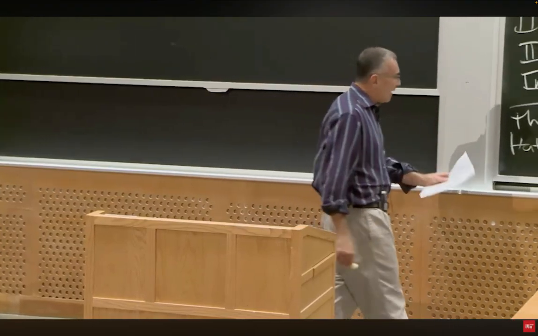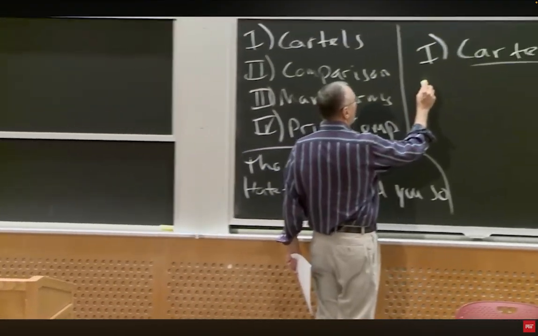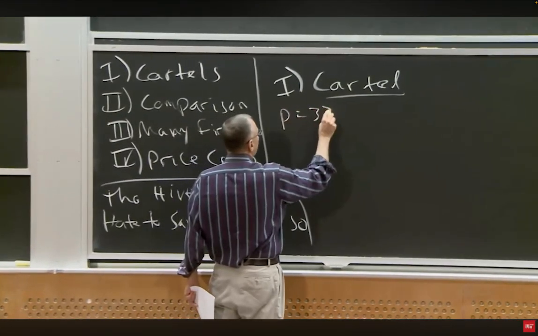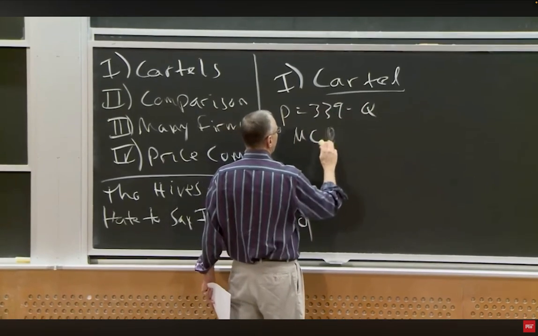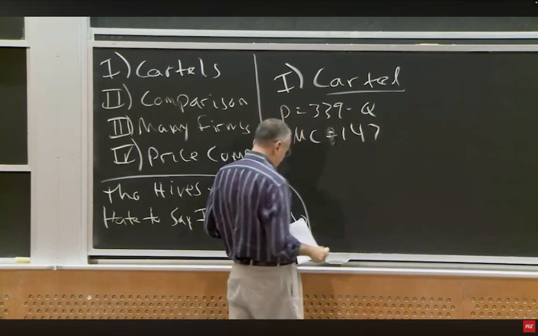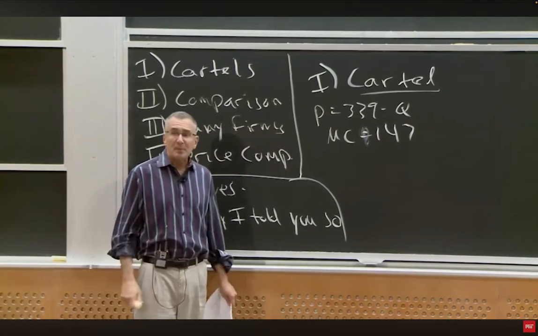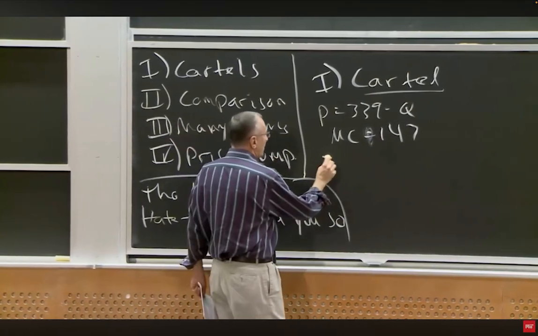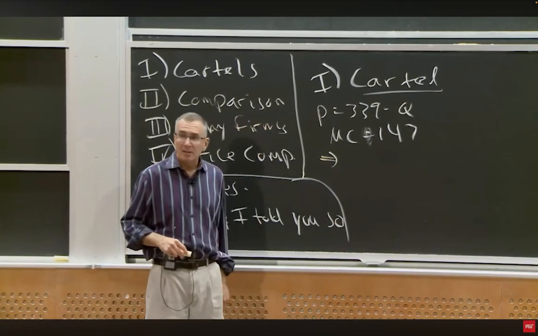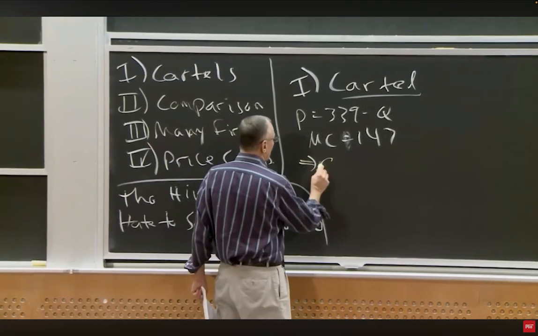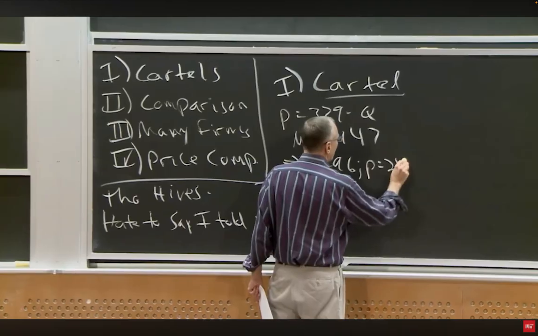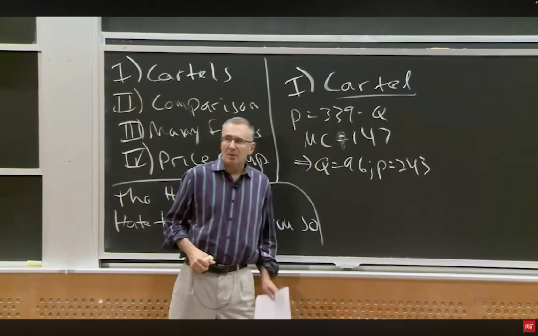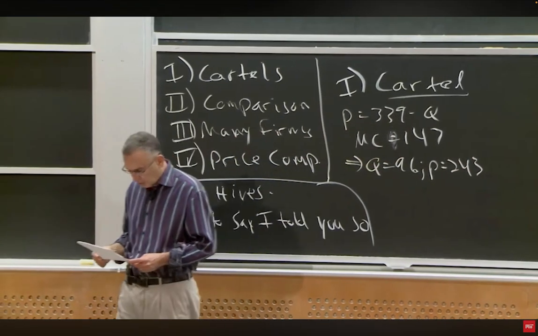So for example, remember from last time, we had a demand curve of the form P equals 339 minus Q, and a marginal cost of 147. And we solved this monopoly problem last time, remember, when American was the only firm in the market. The monopoly solution was Q equals 96, P equals 243. That was the monopoly solution.